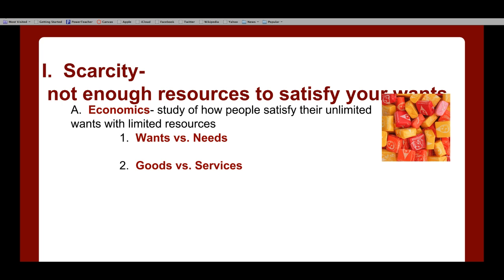Then we also talked about goods and services. So the difference between a good and a service. Okay, a good is an item you can actually hold, you can actually touch, the tangible item. So what's a service then?